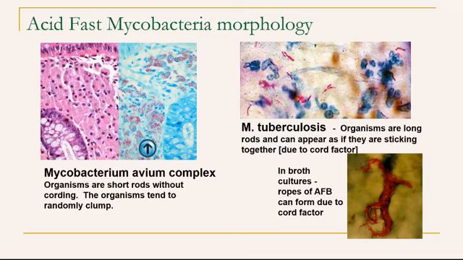On the right-hand side is what Mycobacterium tuberculosis will look like in a patient smear. The organisms are long rods, and they appear as if they are sticking together. And this is due to what's called cord factor. The bottom right-hand picture is what a broth culture of Mycobacterium tuberculosis will look like when stained with a carbofuchsin-based stain. You can see that you're virtually seeing ropes of organisms because they're sticking together so well. And this is once again due to cord factor of MTB.